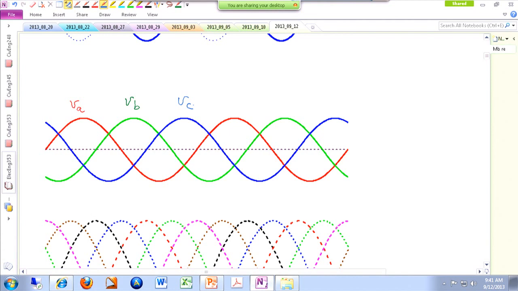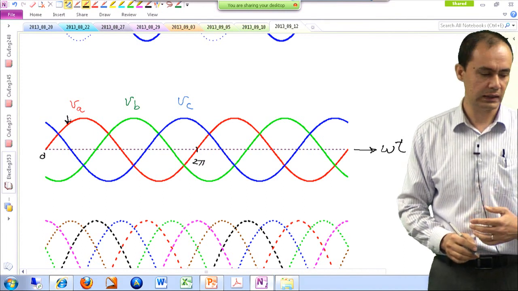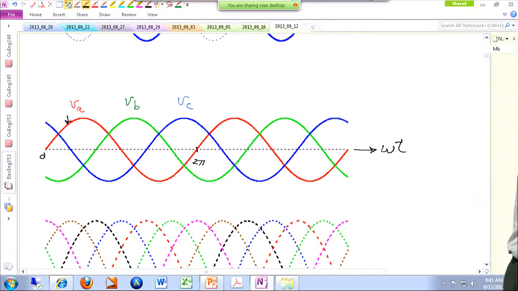All right. So assuming that this is omega t, this is my time. We're looking at 0 to 2 pi. This is one period, and I'm actually looking at 2 periods of my signal. As you can see, sometimes VA is larger than VB, and it is larger than VC. For instance, at this particular time instant, you can see that VA is larger than VB. VB is here, and it is larger than VC.